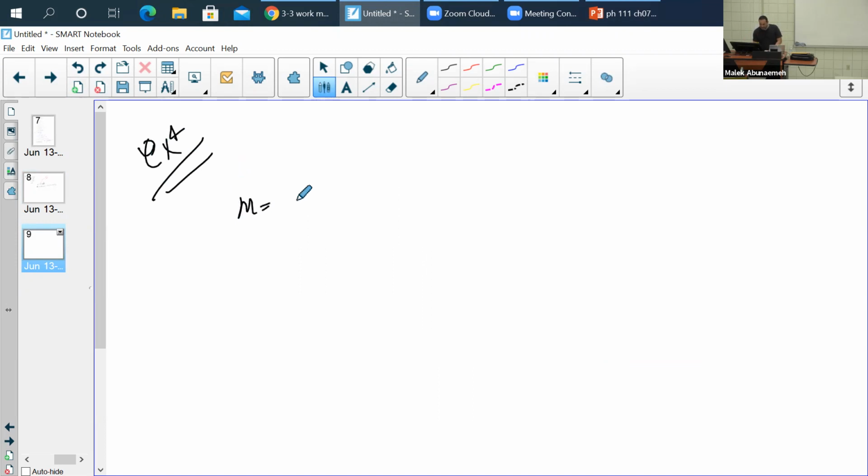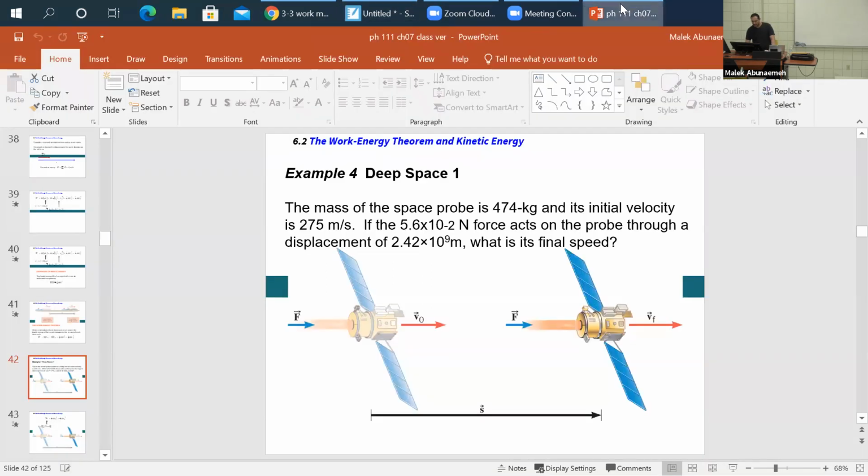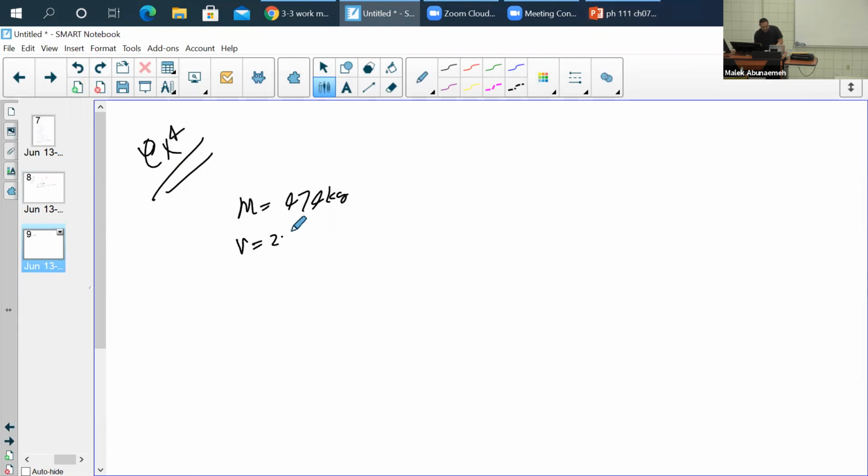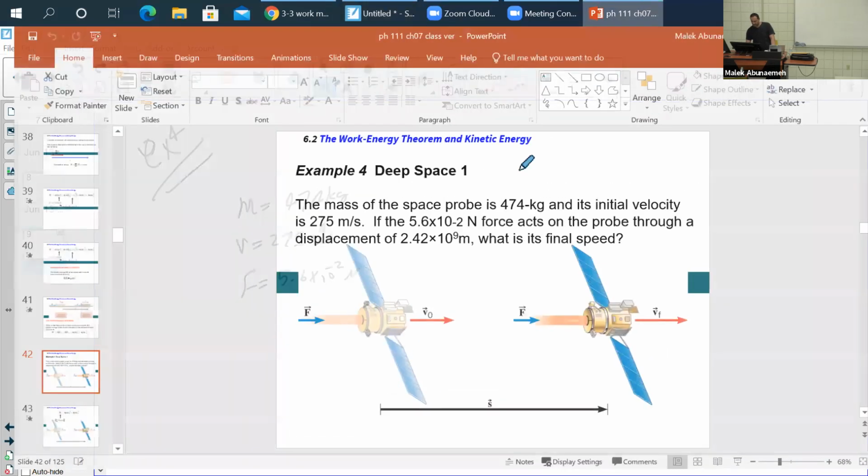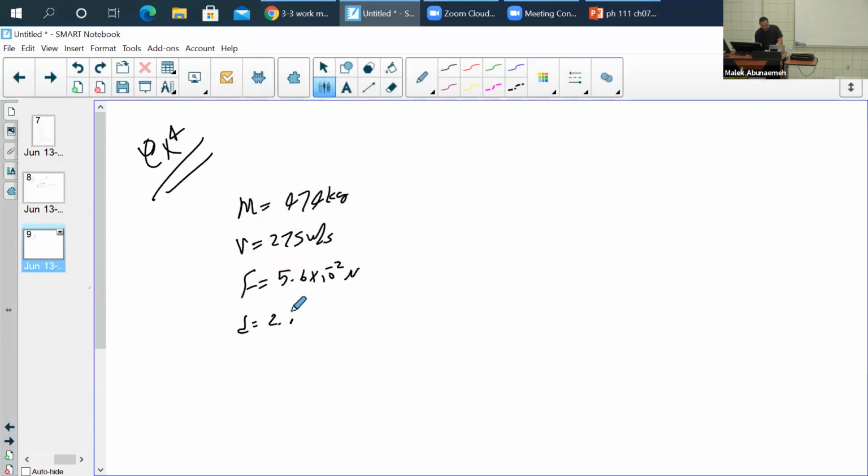So your mass, in this case, is 474 kilograms with a 275 velocity. And your force is 5.6 times 10 to the negative 2 newtons. And you have a displacement of 2.42 times 10 to the 9th power meters. And you want to find the final velocity. So this is going to be your initial velocity.